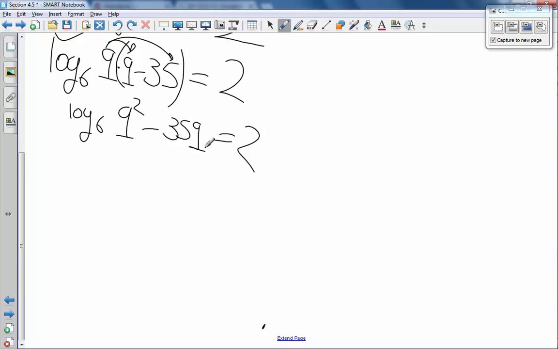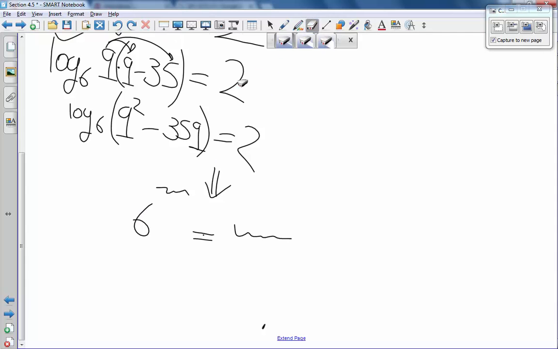Now, do we have the situation of logarithm isolated on the left, set equal to a number? If yes, we are ready to make this into exponential. Make base to the stuff equals stuff. Do you have only one logarithm on the left? Yes. Number on the other side? Yes. So we are ready to make this. What is the base? Base is, what is it? 6.